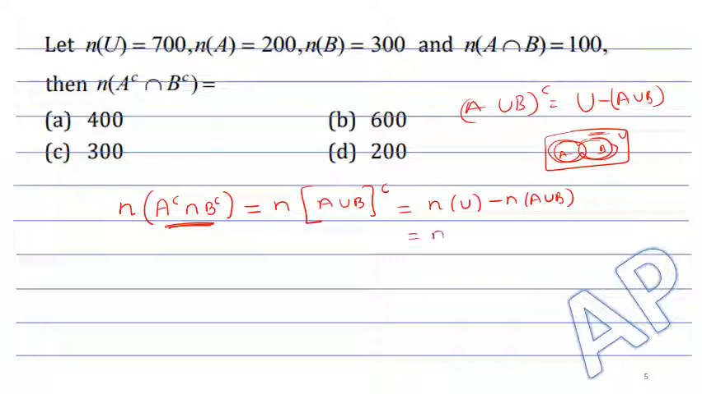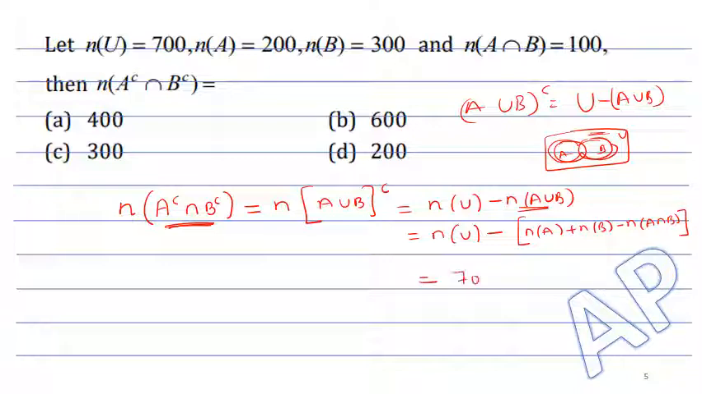Now it is easy for us to calculate this. n of U minus n of A union B, where n of A union B is a well-known identity, that is n of A plus n of B minus n of A intersection B. So you can substitute here and find the answer.